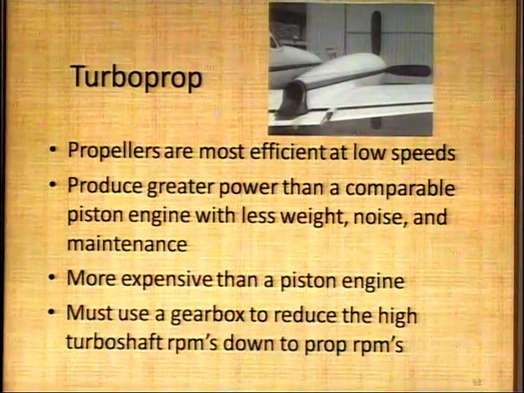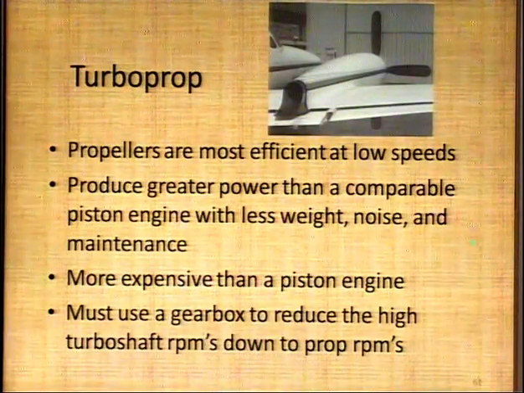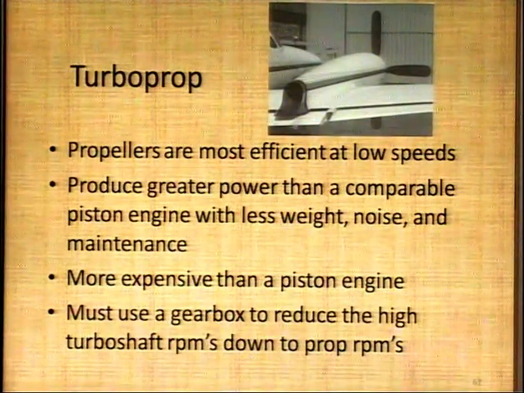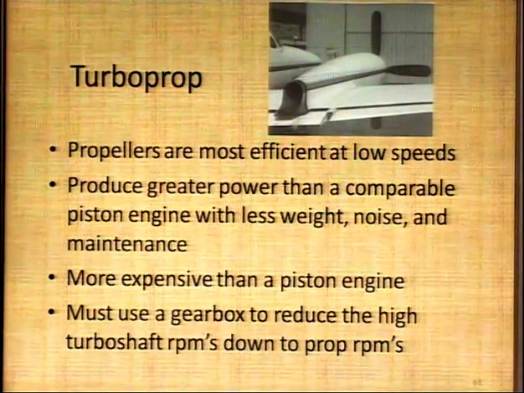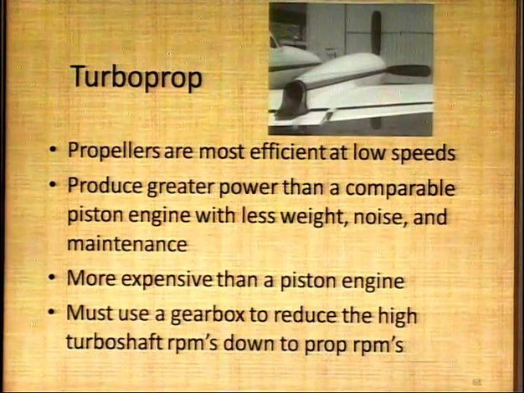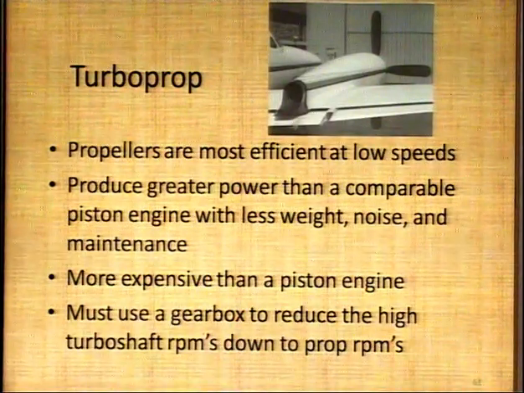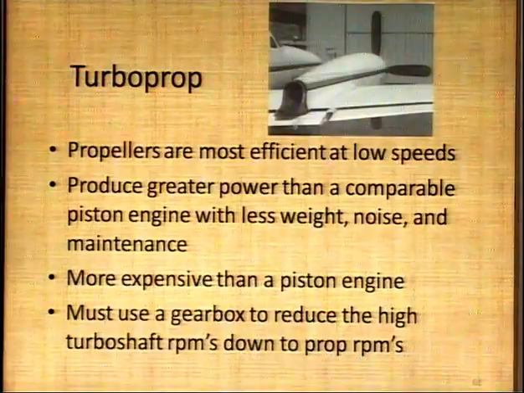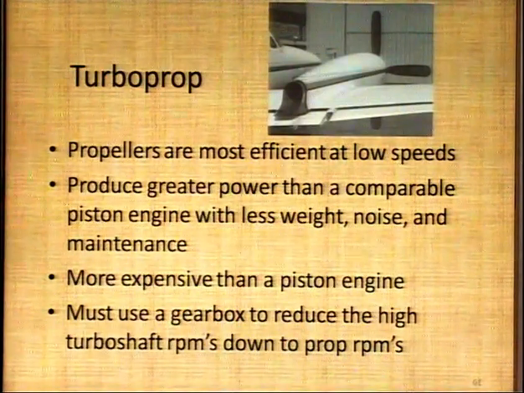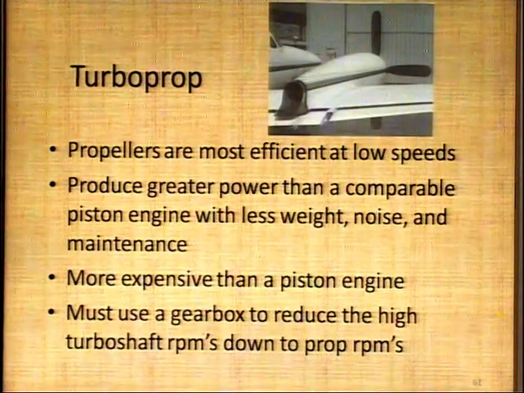Next, it must use a gearbox to reduce the high turboshaft RPMs down to the propeller RPMs. Because the turbopropeller rotates at a very high RPM, we have to use a gear reduction box, which is generally known as a differential in automobiles. We have to use the gearbox to reduce the RPM to the required or desirable RPM in turbopropeller engines.